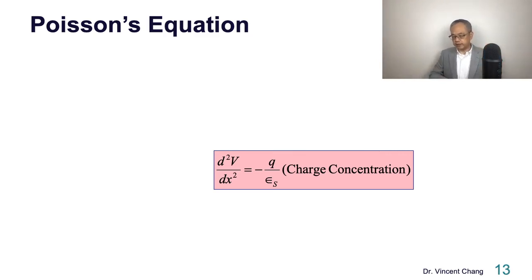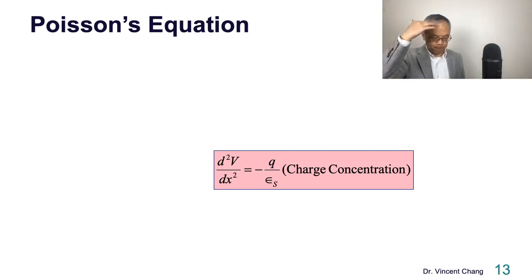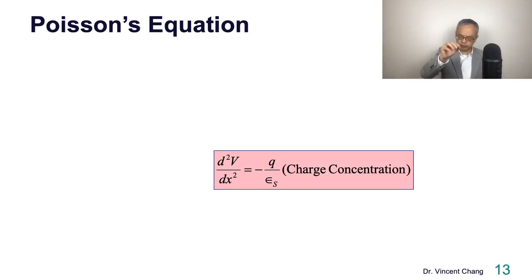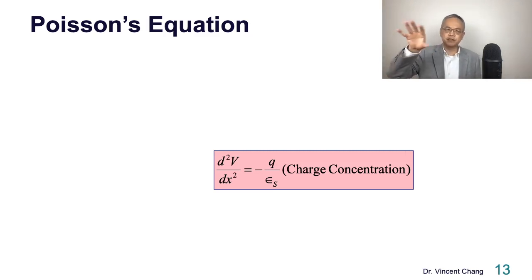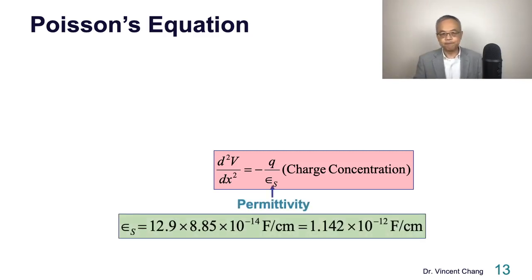So usually this subject belongs to the course of electromagnetics. Electromagnetics is a very important subject. So we just take this and apply the Poisson's equation to understand more the electrostatic nature, the electrostatic characteristic of a p-n junction. Okay, that's why we need this.